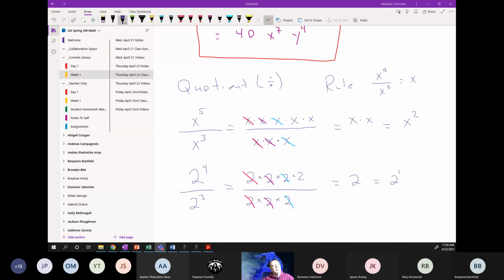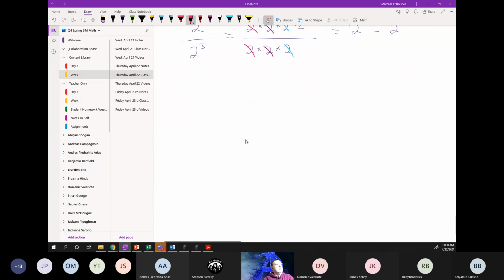So you subtract the exponents. Good. So it's a minus b. So that's going to be our rule. So we subtract the bottom exponent from the top exponent. Perfect. So I'm going to give you some questions then real quick.